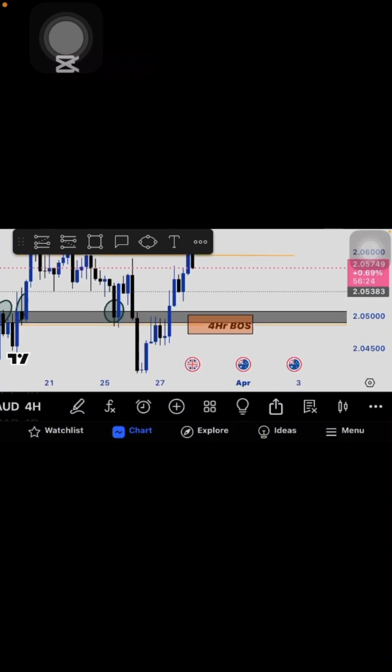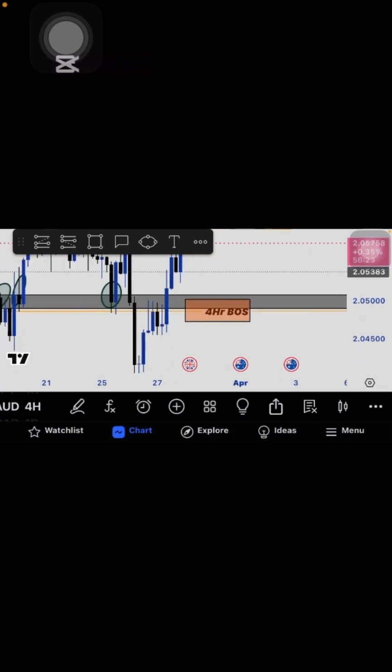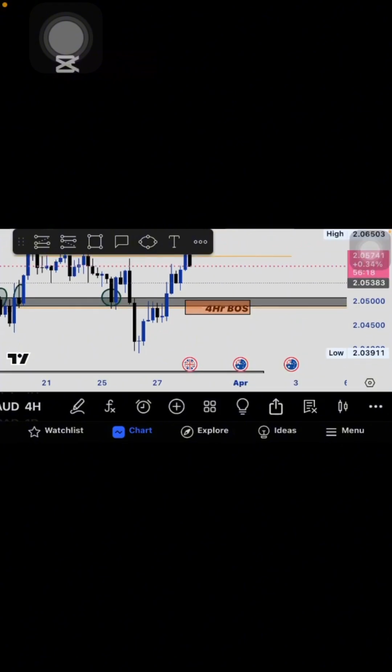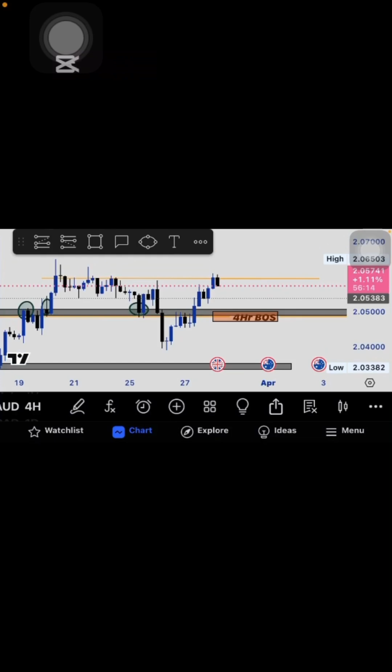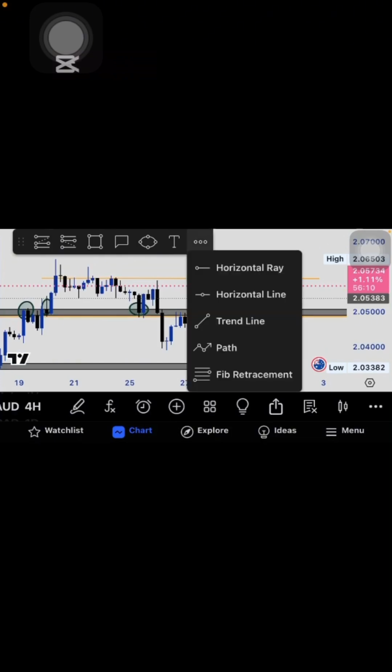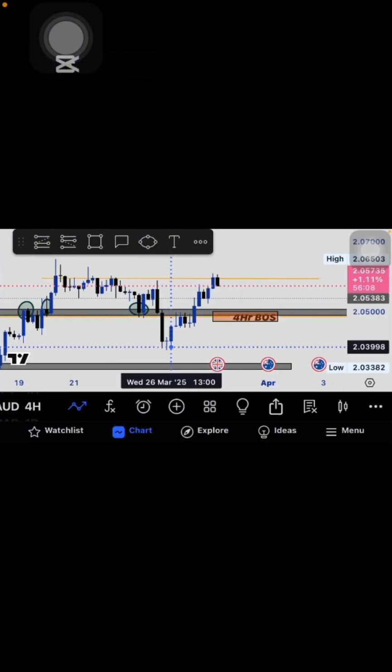So what am I waiting for? I'm waiting for the market to tap back in there. If you followed this analysis in the previous video, right now is where I want the market to tap in. This 4-hour breakup structure, I want the market to tap back in there. So this is what I'll be expecting before I go in on a buy.